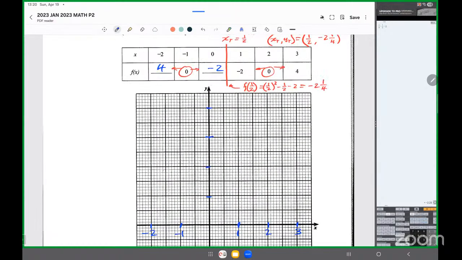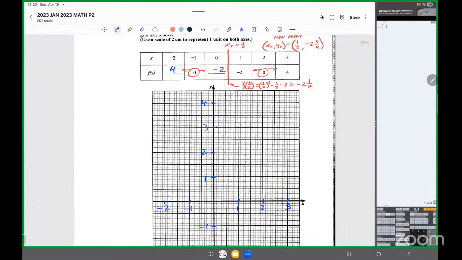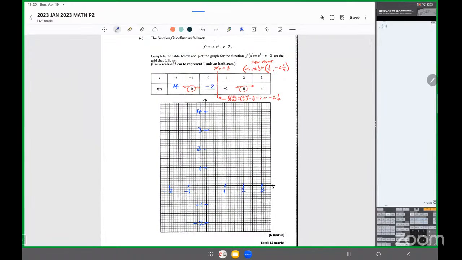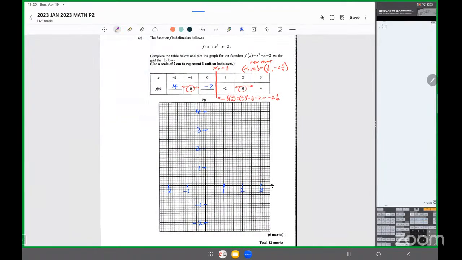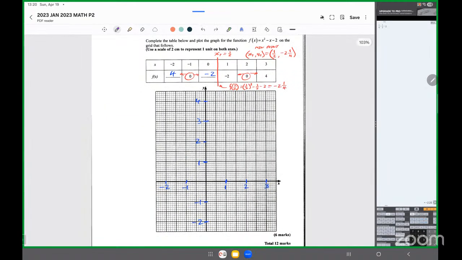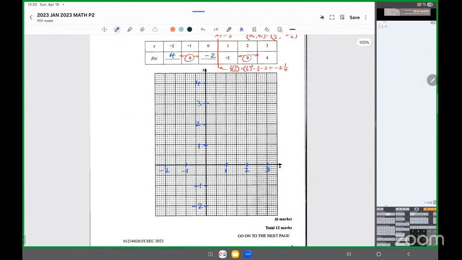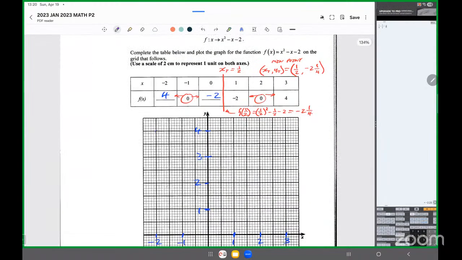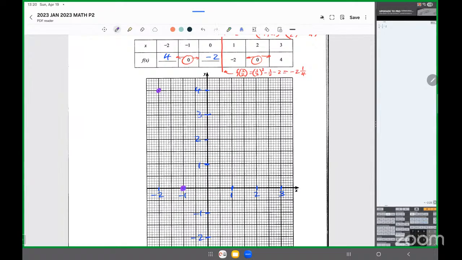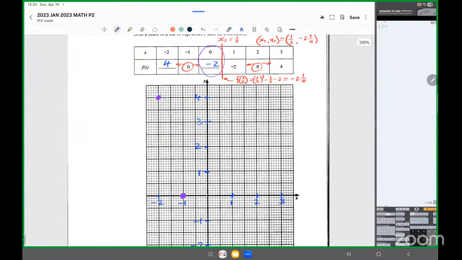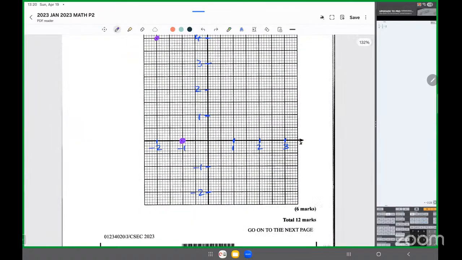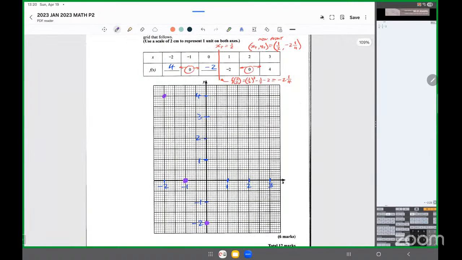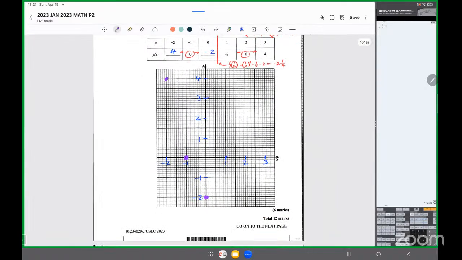These are the full scale of the graph. 1, 2, 3, 4. That's the scale of the graph. Put on the values. So -2, 4 is 1 point up here. 1 point is here, -2, 4. Next point is -1, 0. That's on the x-axis right here. -1, 0 is right here. Next point is 0, -2. 0, -2 is right here. Next point is 1, -2. 1, -2 is right here.